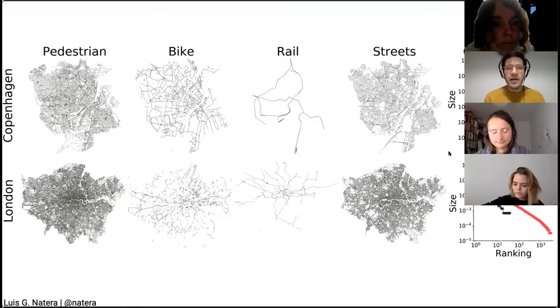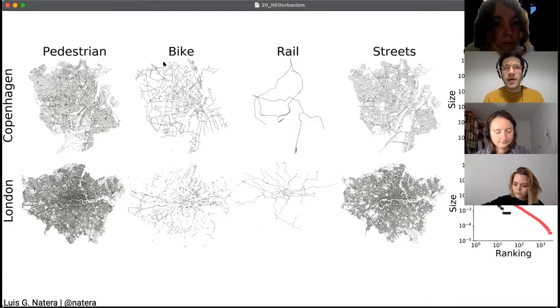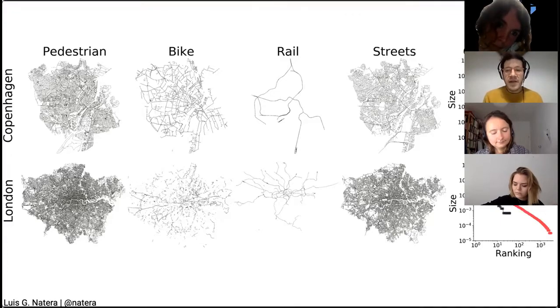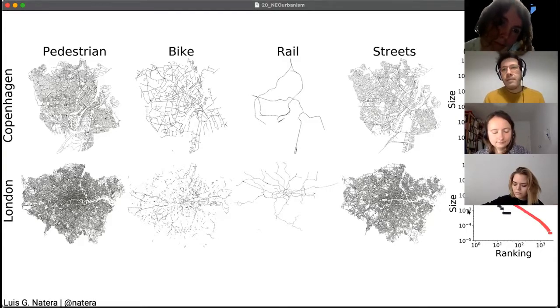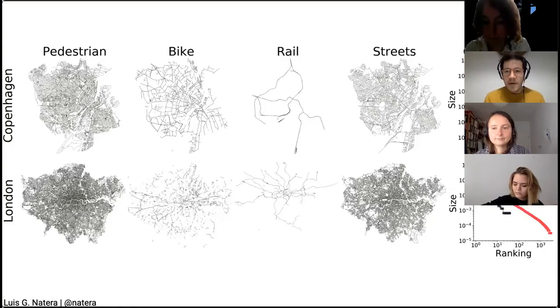We can see in this example for Copenhagen, one of the most advanced bicycle cities in the world, that they still have some patchy infrastructure going on. And in London, they have more than 3,000 different bicycle sub-networks in the city. So how can we start improving the situation?